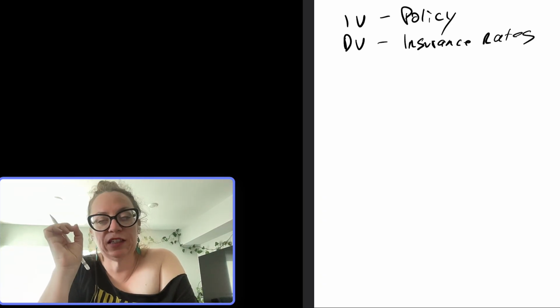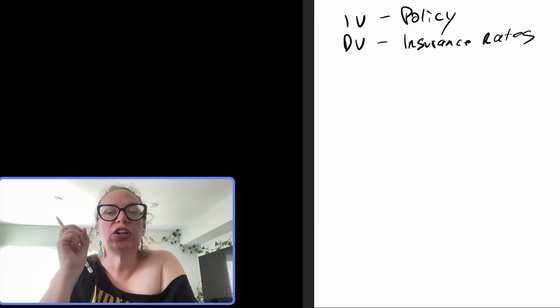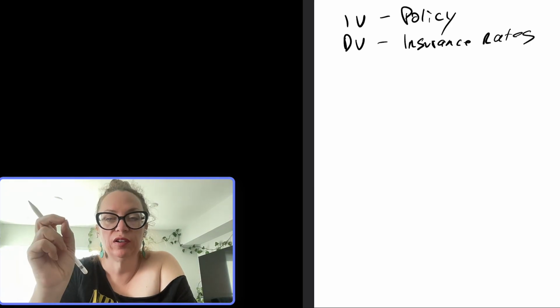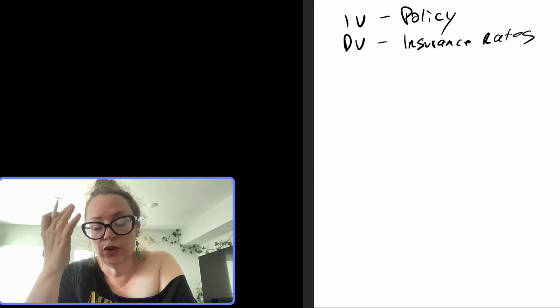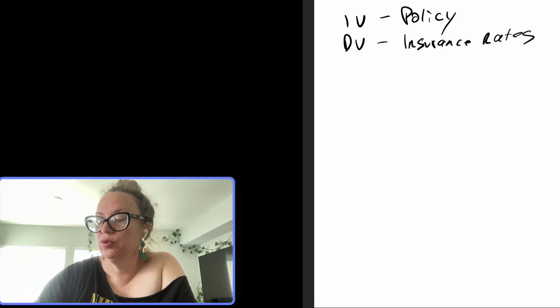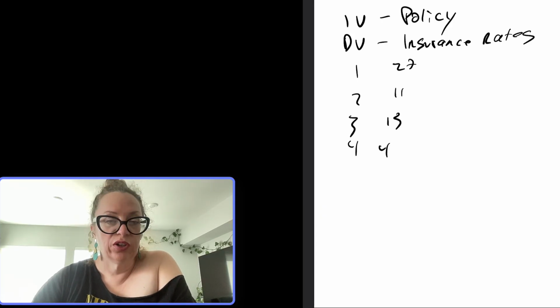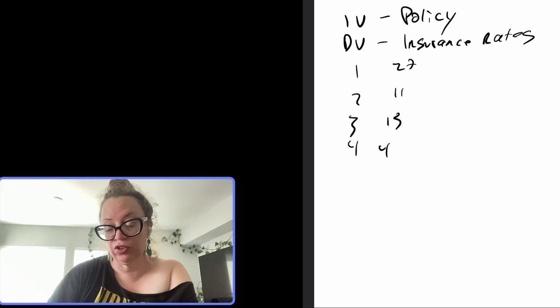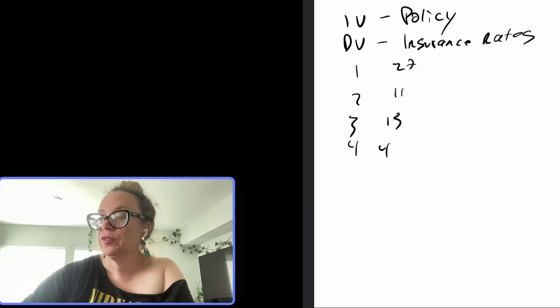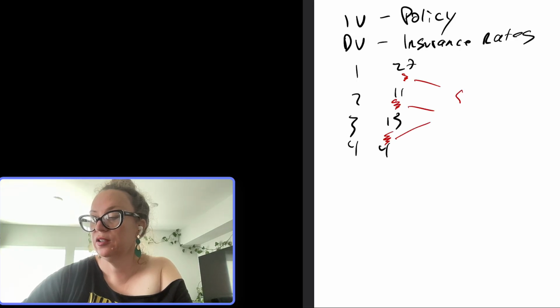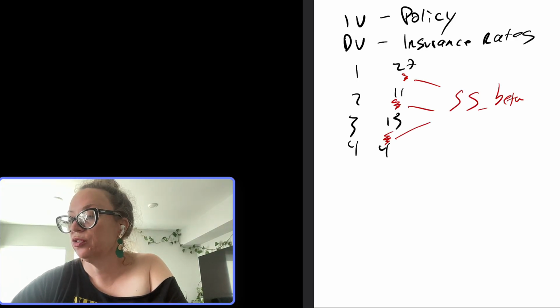So ANOVA is asking, in our experiment, how much of the variation in insurance rates is connected to the policy period that the ships were in. We know with our averages, we have groups 1, 2, 3, 4. It was, if I remember right, 27, 11, 13, and 4. So those group means are different from each other. And that spread, the variability between the groups, becomes the SS between.